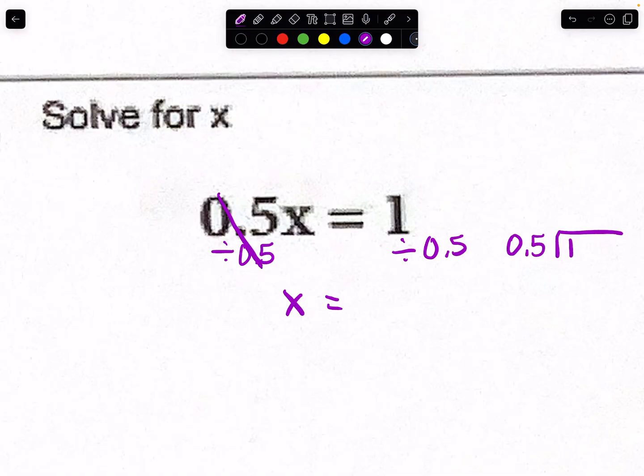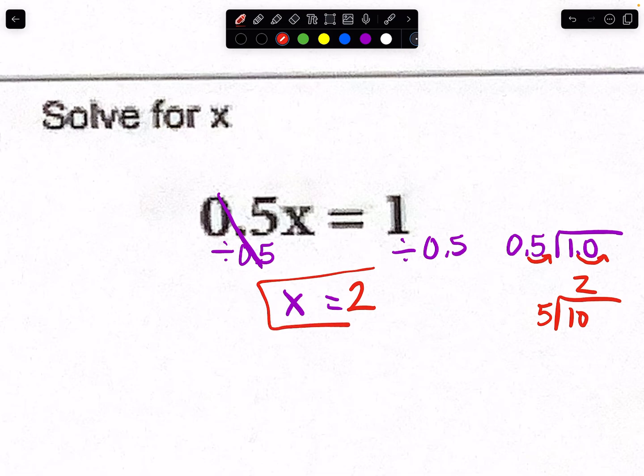Go off to the side and write this if you're not having a calculator. But remember, we are not going to multiply by or divide by a decimal. So if I move that one over 1, I move that one over 1, and then you're left with 10 divided by 5, which is 2. So our answer to this one is 2.